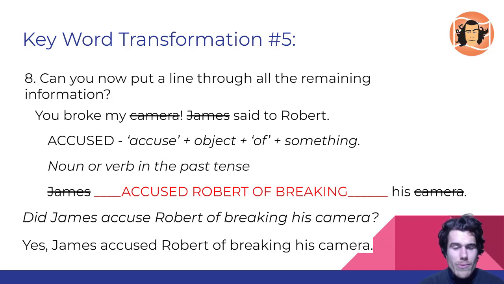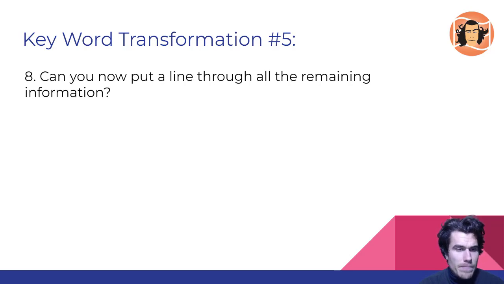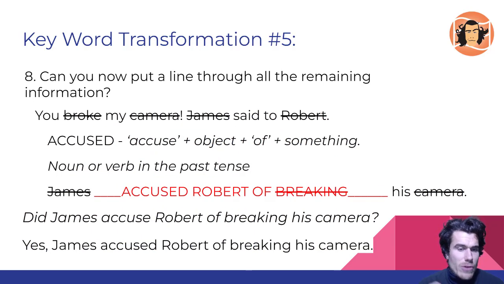Can you now put a line through the remaining information? Again, you can pause this if you've written it down somewhere and see if you can put a line through the rest of the information if it's the same in the example sentence and our sentence. When you've done that, press play. Okay, so I've managed to cross out the word broke because I've written breaking, camera, okay, James and Robert. So I've crossed out a fair amount of it. Not all of it. So maybe there's a couple more things we can do to make sure our answer is correct. And we still have 2 steps to go.